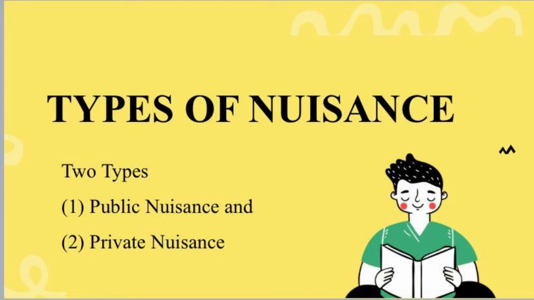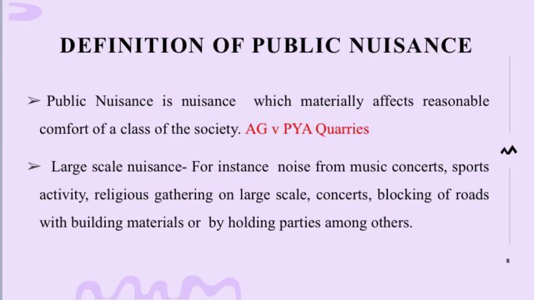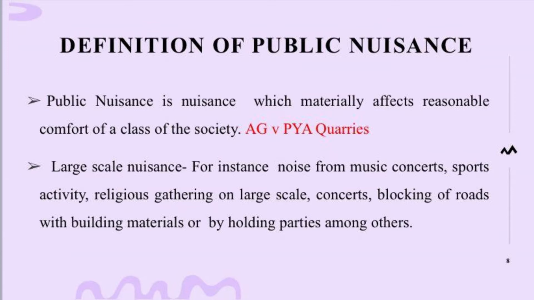I'll just go straight to looking at the question of the types of nuisance. Usually we talk about public nuisance and private nuisance. In public nuisance, which is the focus of our discussion in this video, you're talking about a nuisance that materially affects the reasonable comfort of a class of the society. You can see the case of Attorney General v PYA Quarries. And you may describe that nuisance as large-scale nuisance.